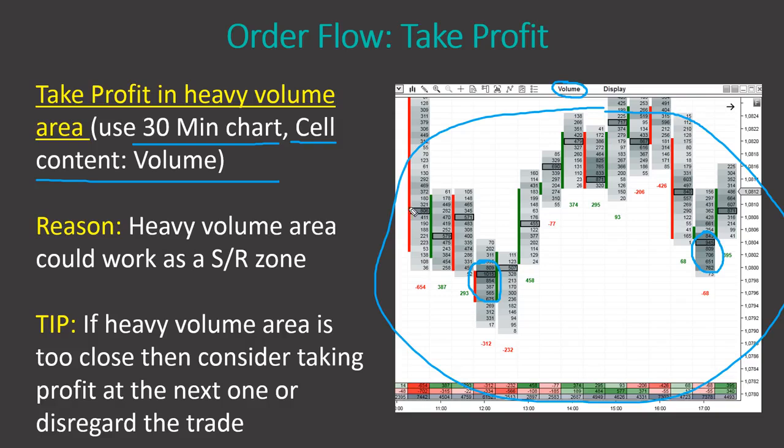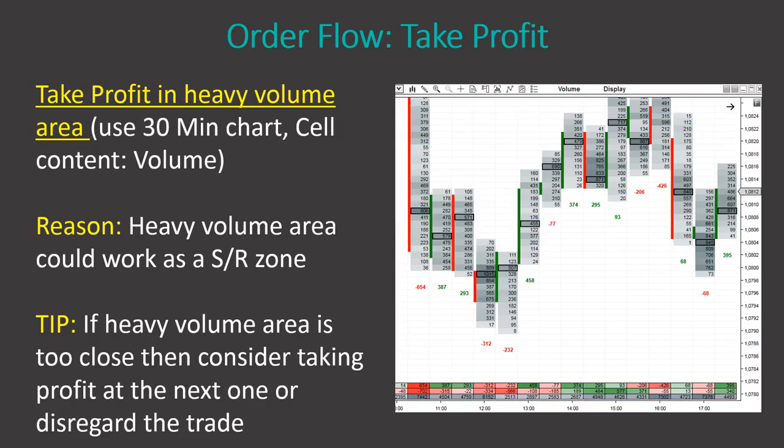And also, of course, the points of control of those footprints, those high volume nodes, those are also important areas where heavy volumes got traded. So those are areas where you want to quit your trades.